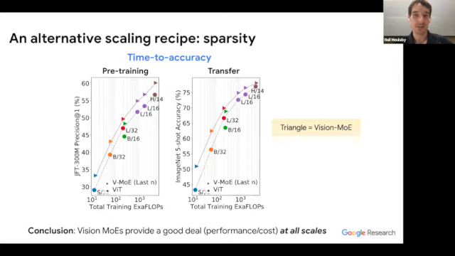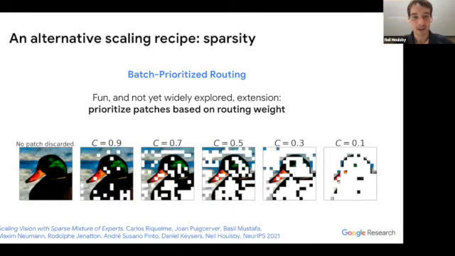It does improve in fine tuning, but a little bit less than in few shot. So there's still some open problems or challenges. One thing that can be done with these networks that's kind of fun, and we explored in the paper, but I think it could warrant a lot more exploration, is what we call batch prioritized routing and actually sparsifying the input.